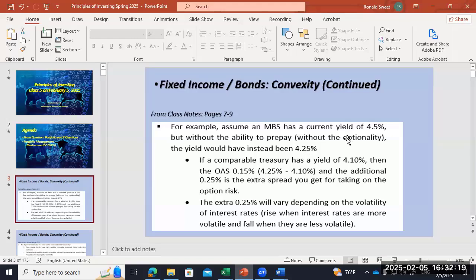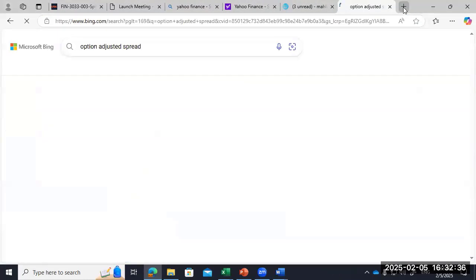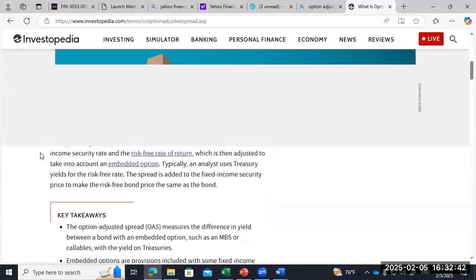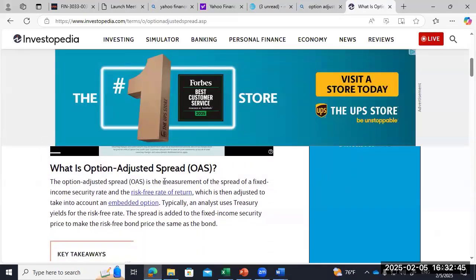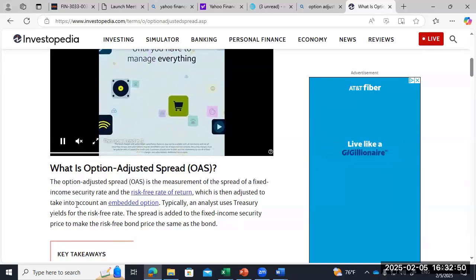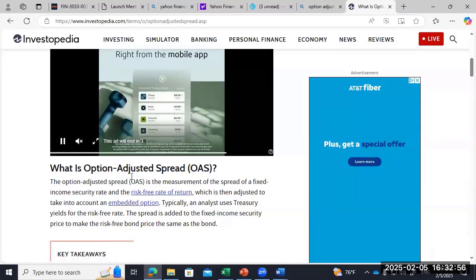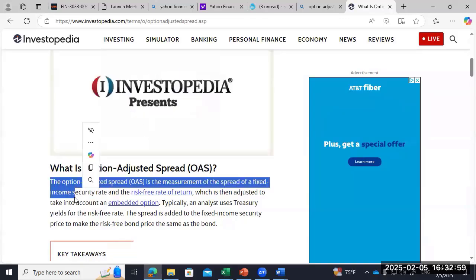All right. I think Investopedia, well, look at it. They may have fixed it. I think Investopedia calls the 25 the OAS, but the OAS is not the 25 bips. It's the 15 bips. So let's look at Investopedia and just see what they say. And even Wikipedia, I think, gets it wrong. First of all, they give you a definition that means nothing. So just look at the definition. The option adjusted spread is the measurement of the spread of a fixed income security and the risk-free rate, which is then adjusted to take into account embedded options. That doesn't tell you anything. It's really confusing the way it's written.